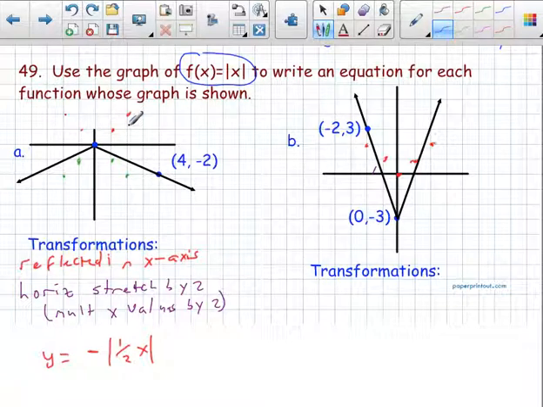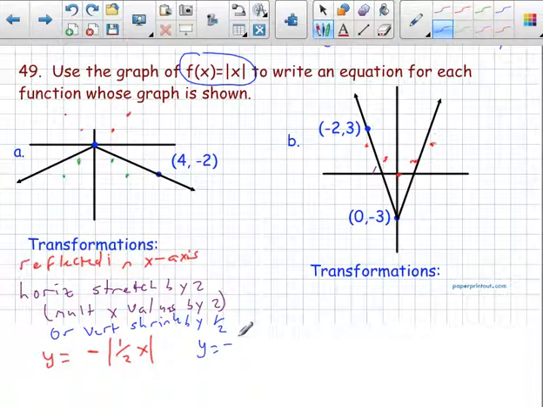Because, for example, this point, which is at 2, negative 2 on the function just with the reflection, was at 2, negative 2, but our point is at 2, negative 1. So you can think of it as a vertical shrink by 1/2. If you think of it that way, you would write the equation as y equals negative 1/2 on the outside of the function, the absolute value of x. These are equivalent because I can pull that 1/2 constant outside of the absolute value. So either equation will be correct.